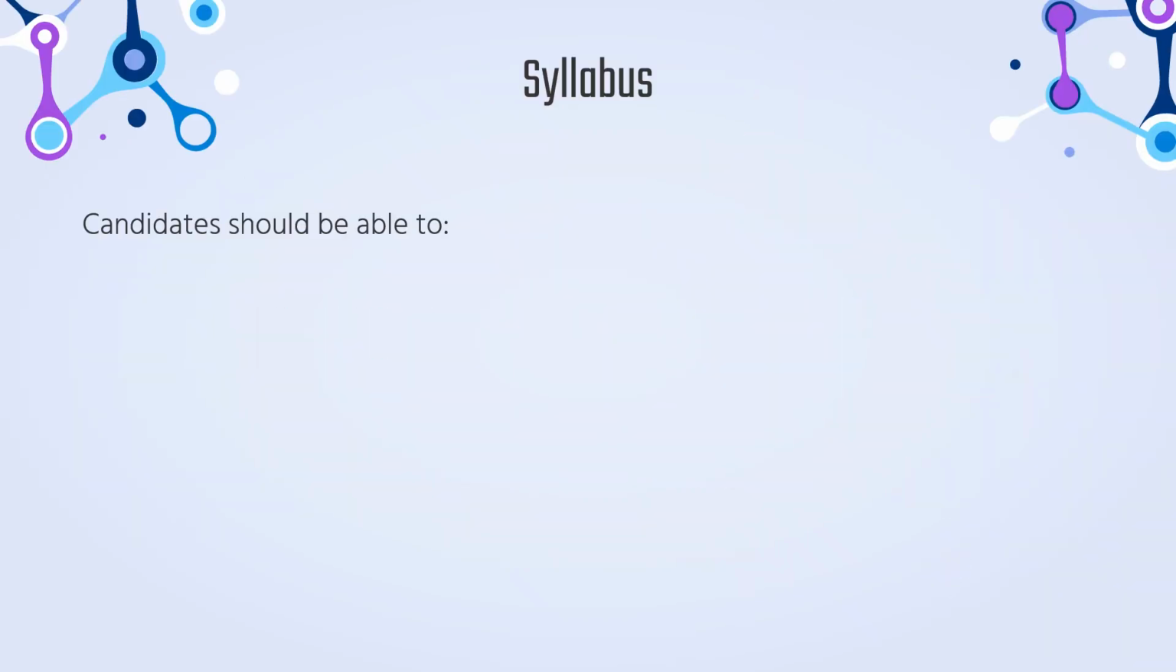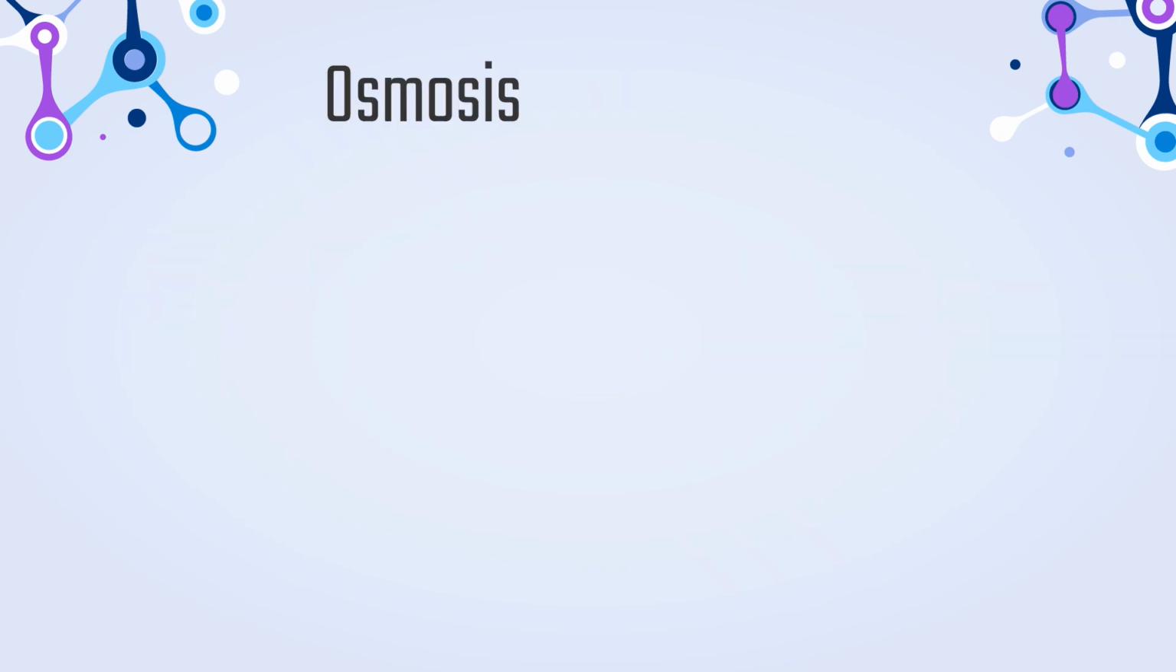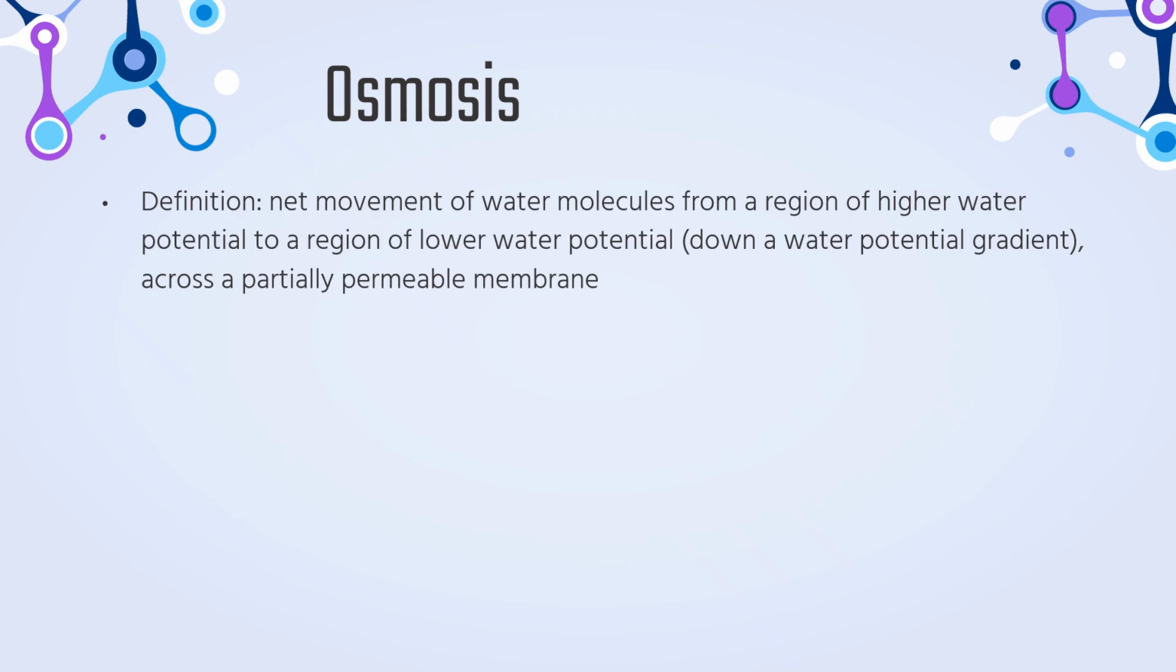This is the syllabus. You must learn how to define osmosis. And you must investigate and describe the effects of osmosis on plant and animal tissues and cells. Because it's biology, you have to apply the concept of osmosis from a biological point of view. So let's begin. This is the definition of osmosis.